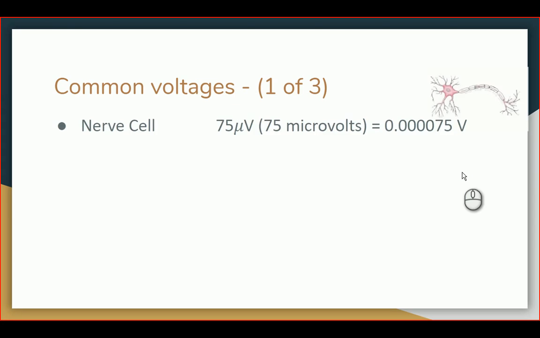Okay, so first, nerve cells. You might be surprised to learn that our bodies kind of function on electrical pulses. This is why electricity can be so dangerous for the human body, because it actually interrupts those signals and it can overpower them very easily. You can see that the nerve cells operate on a very, very low voltage. 75, that's the Greek letter mu, stands for microvolts. So that's 75 millionths of a volt.